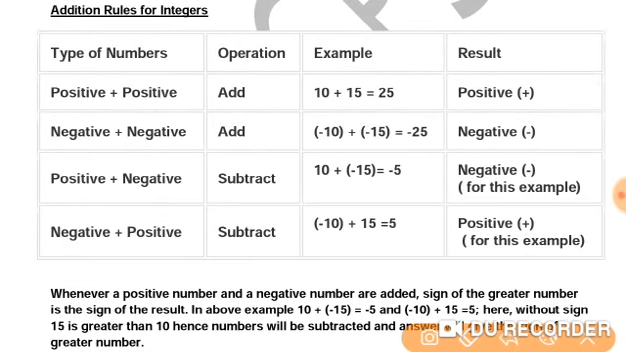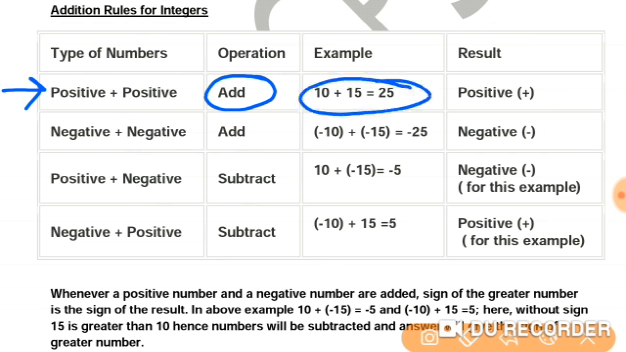First type of number is positive plus positive. Whenever we have two positive integers, we always have to add them. For example, we have 10 plus 15. They are both positive integers and the result is always positive.